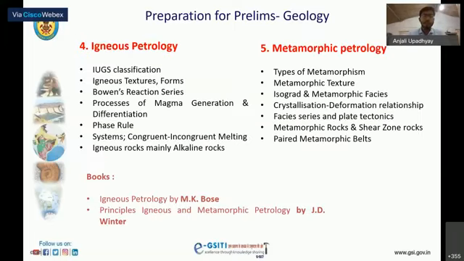Now moving to the fourth subject, that is Igneous Petrology. For Igneous Petrology, IUGS classification is the most important thing. You just need to remember that diagram and all. Igneous textures, forms, also you need to remember. And Bowen reaction series is important, and you need to consider that while preparing. And processes of magma generation and differentiation, there are different processes. You need not just to understand the definition, but also to remember the fundamental part, the essential part of that process, the process of magma generation, so that anything could be asked.